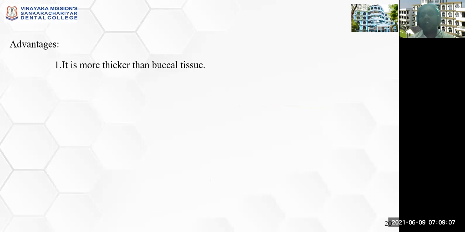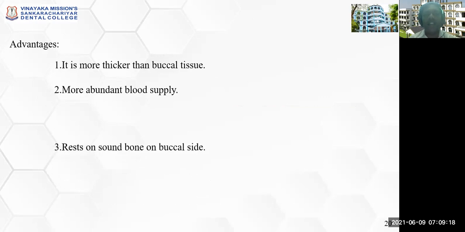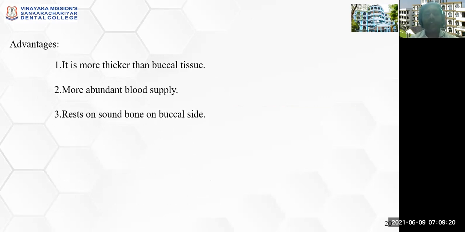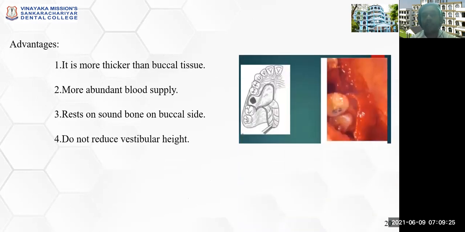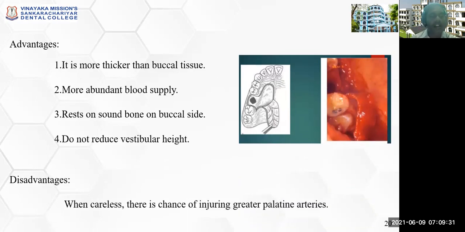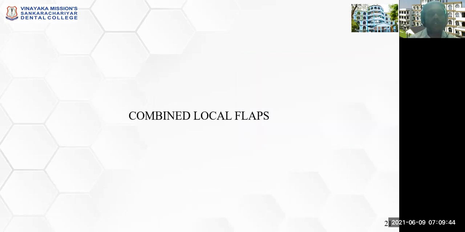What are the advantages? When compared to the buccal flap we saw in the previous slides, this palatal tissue is bulkier and thicker, and has a more abundant blood supply since it is based on an artery. It rests on the sound bone on the buccal side and does not reduce the vestibular height. That is one of the most important advantages that you don't have with the buccal technique. And you can see that in the pictures. Disadvantages: when careless, there is a chance of injuring the greater palatine artery. Since the flap is based on an artery, you should be very careful in harvesting. If not, injury can happen to the artery, resulting in more bleeding.